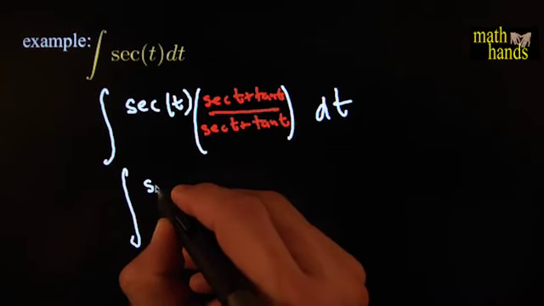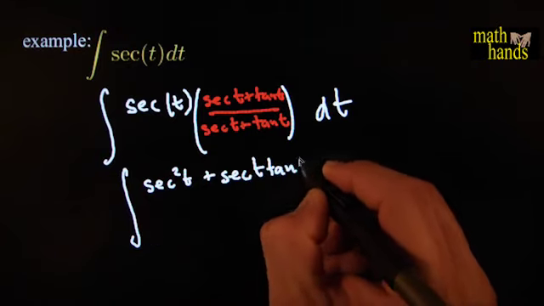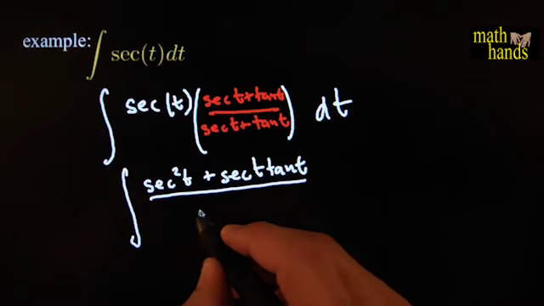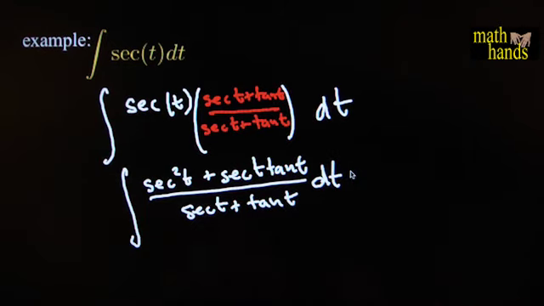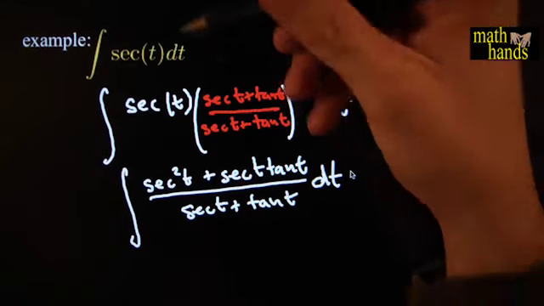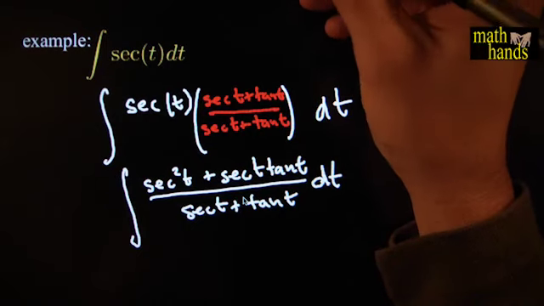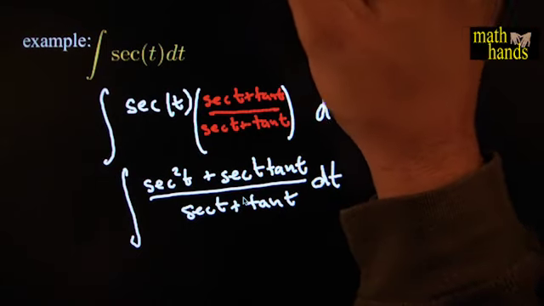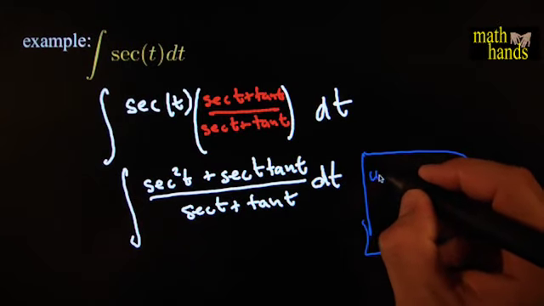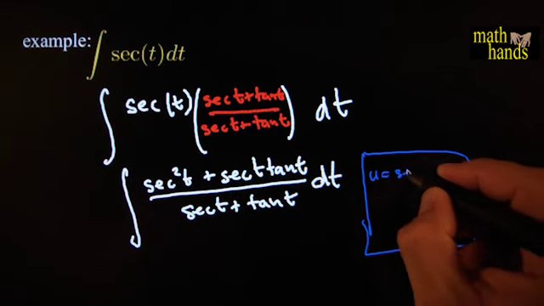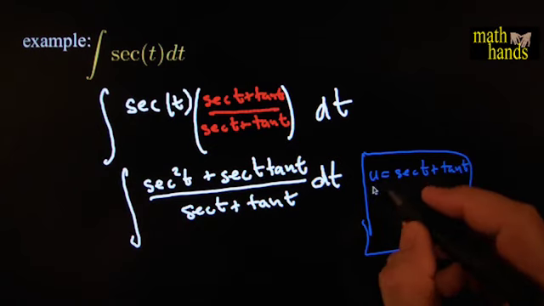This would become secant squared t plus secant t tangent t, when I distribute this, all over secant t plus tangent t dt. And you think to yourself, what a mess. It looked so easy at the beginning and now we've made it incredibly complicated. Yep, that's what most people would say if they've never seen the trick. But here's the marvelous trick for you. You now set up this amazingly crazy u-substitution. You say, hey, I'm going to call u equal to secant t plus tangent t. What a crazy thing to do.